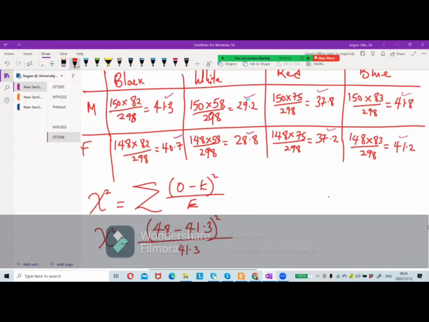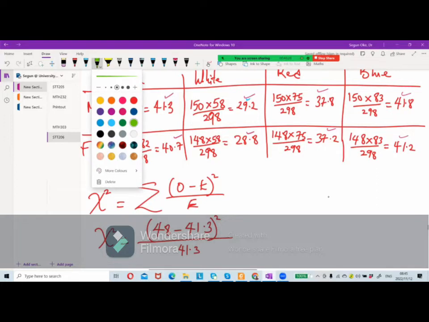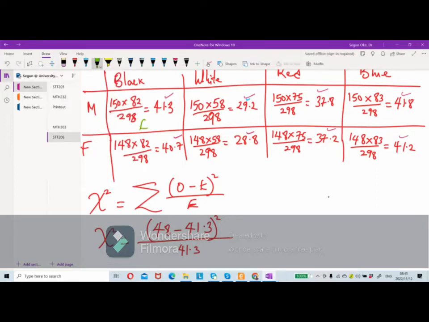Now you can even write this one this way. Look at it. Let me use another pen so that you understand what I'm doing. You can write E11, E12, E13, and E14.